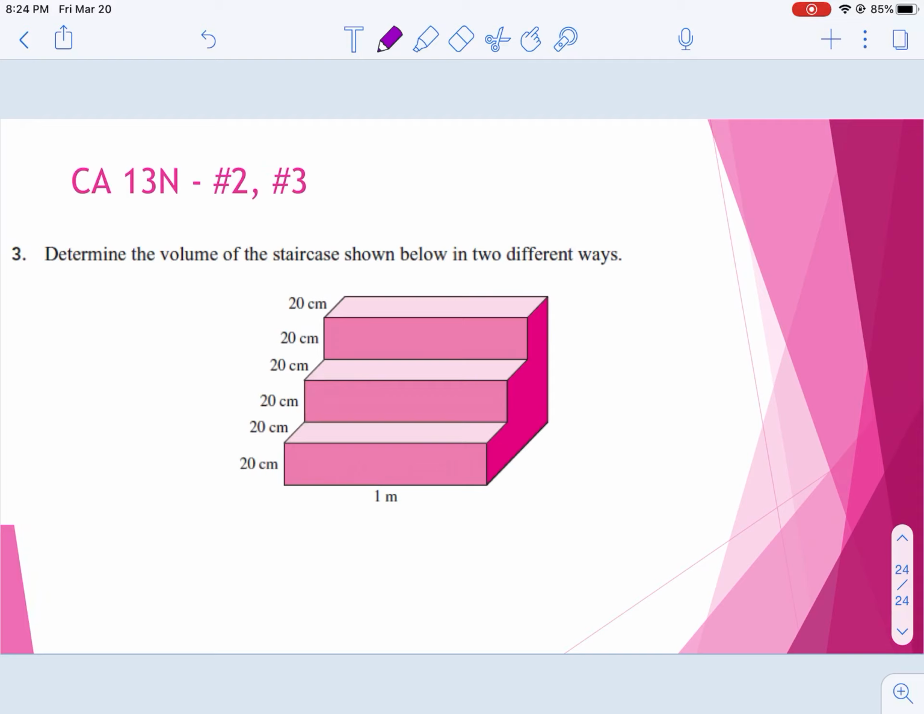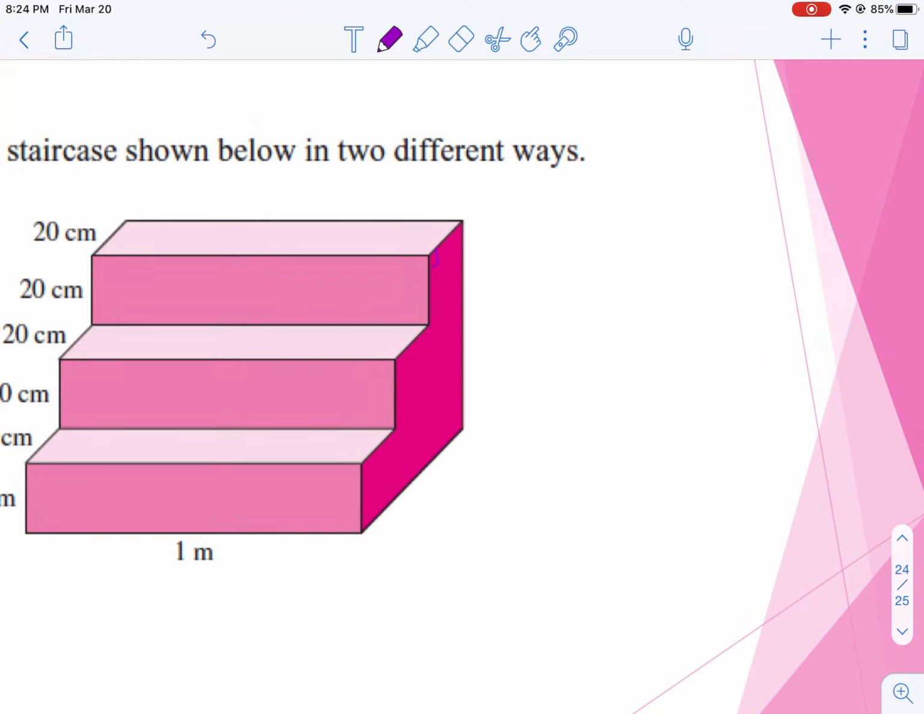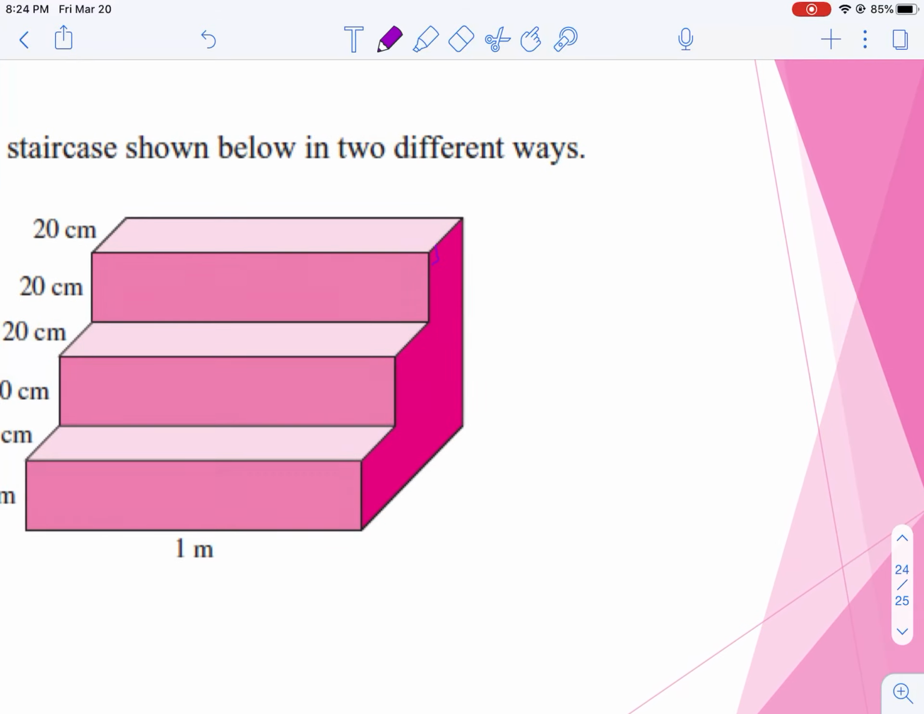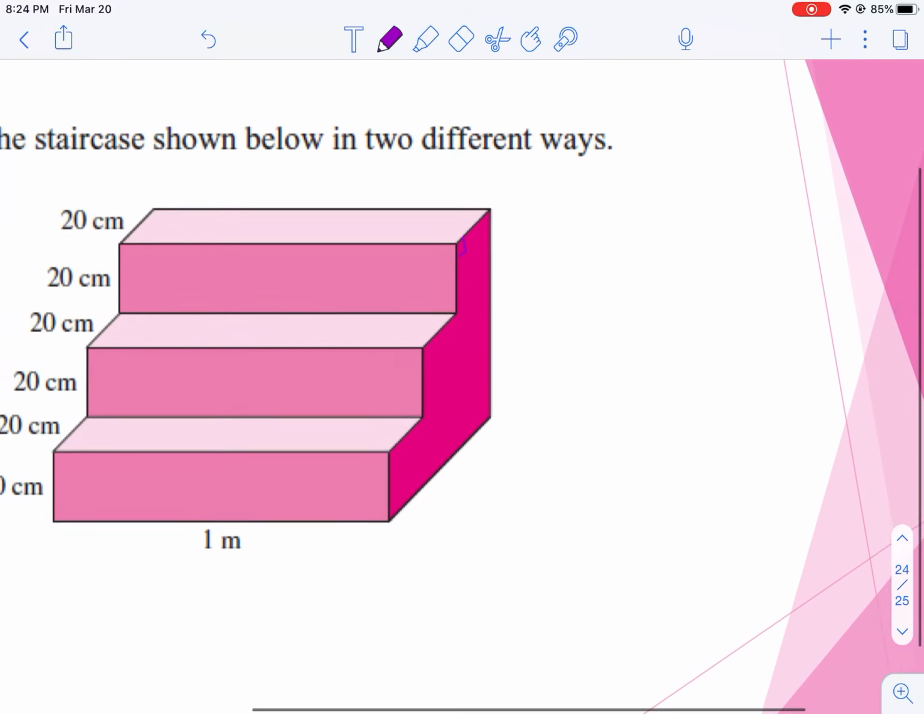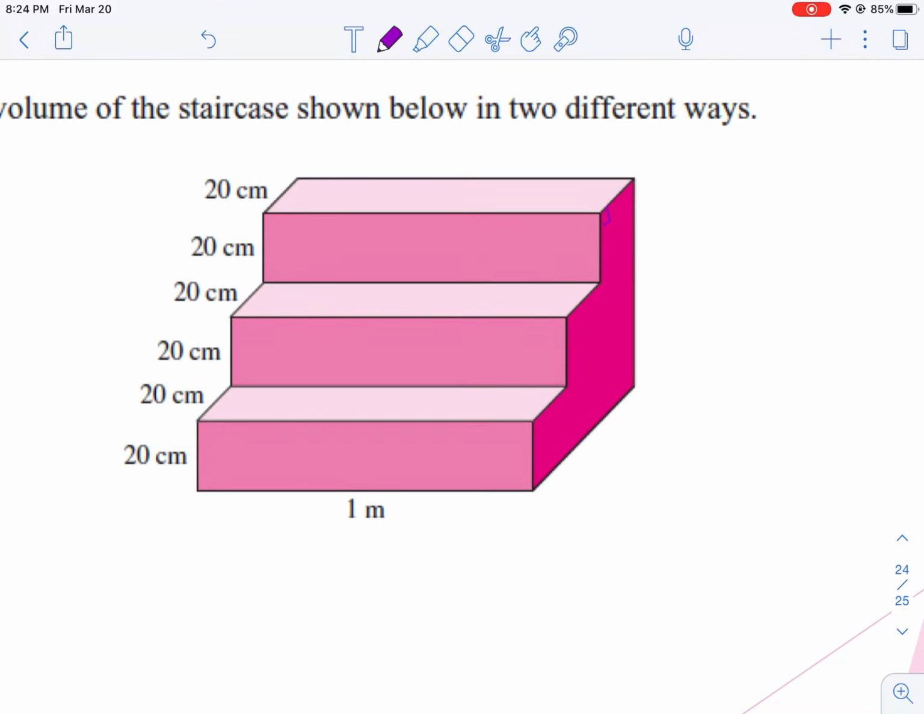This one says determine the volume of the staircase shown below in 2 different ways. One thing I would like to point out is these are all 90-degree angles here. You can't see that. But this is a staircase where you would walk up these stairs. This is 1 meter. Up and down is 20 centimeters. Straight back is 20 centimeters on each one. So 20 here, 20 here, 20 here, 20, 20, 20. This is 1 meter.